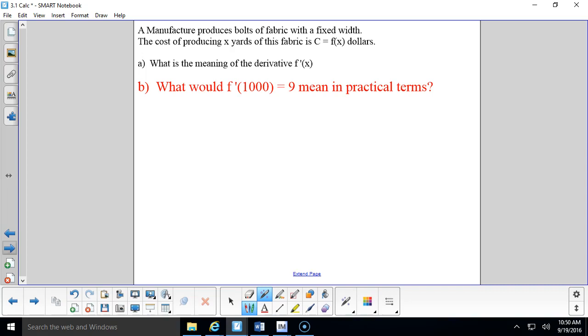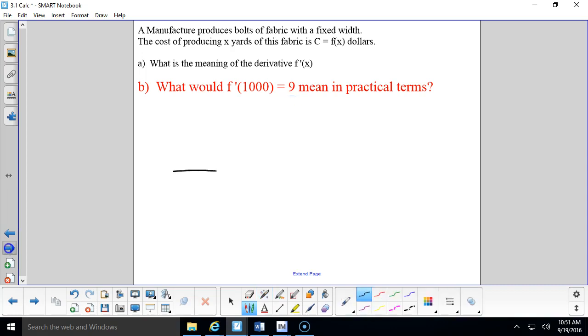So in other words, approximately, the next 1 yard to produce is going to cost you $9. Because whatever it costs you to produce, let me make up a number. Sorry, I don't have to make up a number. I've got 1,000. So the 1,001st yard is going to cost you $9, because the total cost is going to change by $9. So this is the rate at which the cost is changing, and the cost is changing at a rate of 9. So the next one's going to be $9 more.